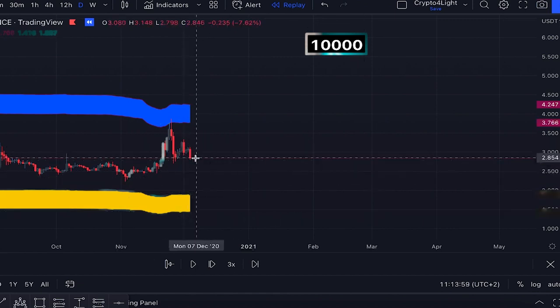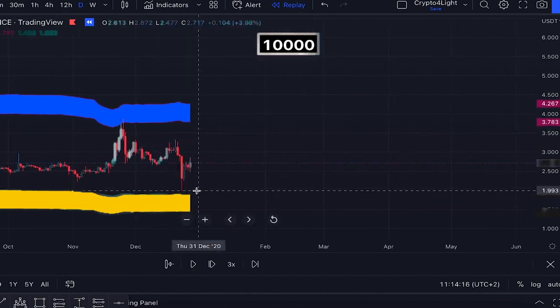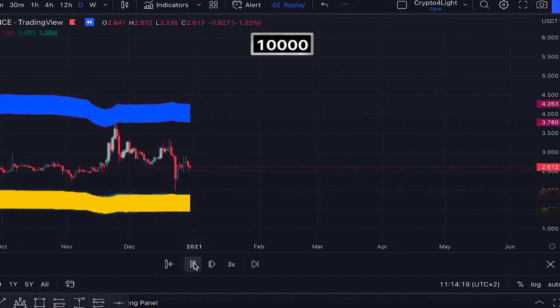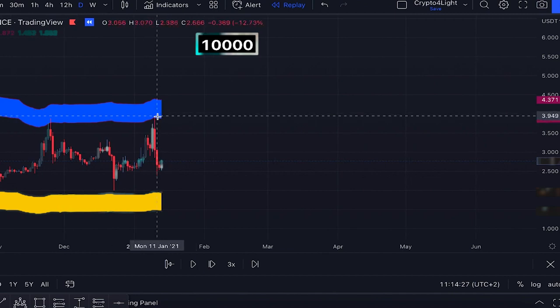So we just bought here at $2.85. We just bought EOS for 10k. Let's take a look how it goes. Like you can see, we didn't touch the buy line. Stop. And we got first take profit.